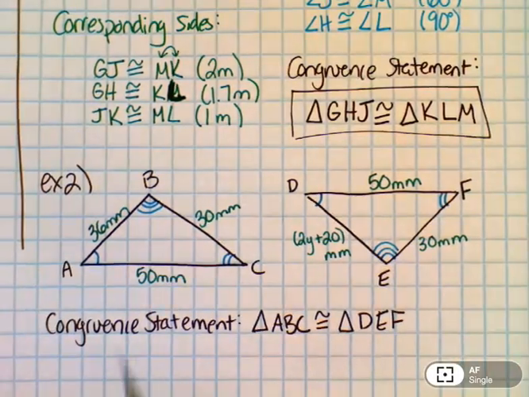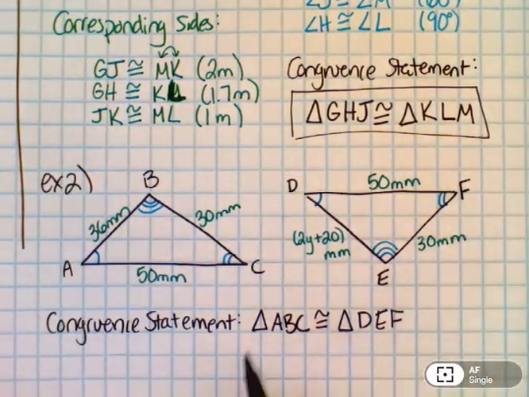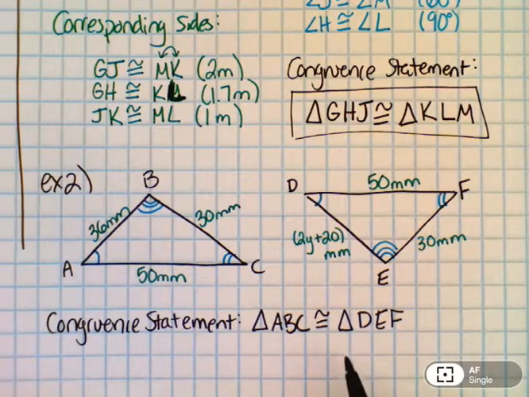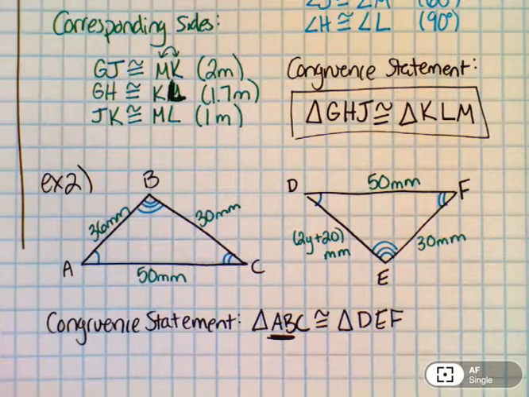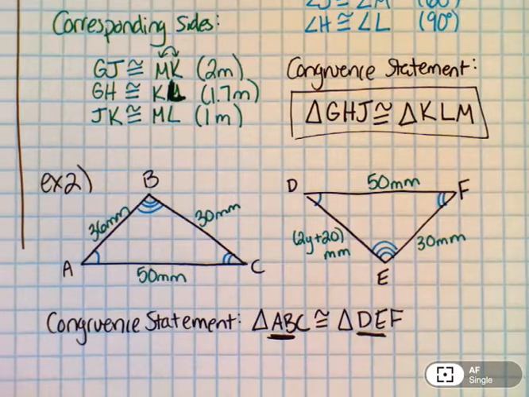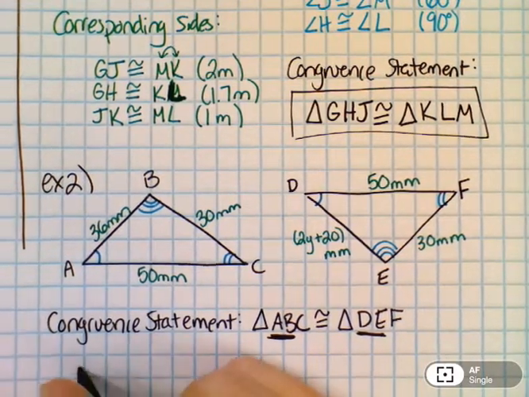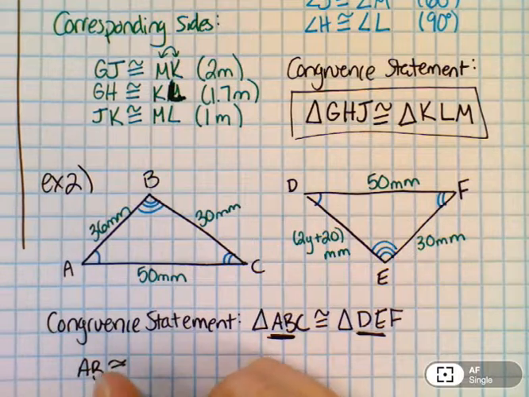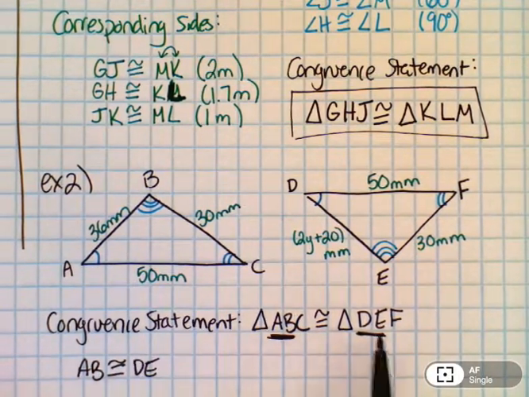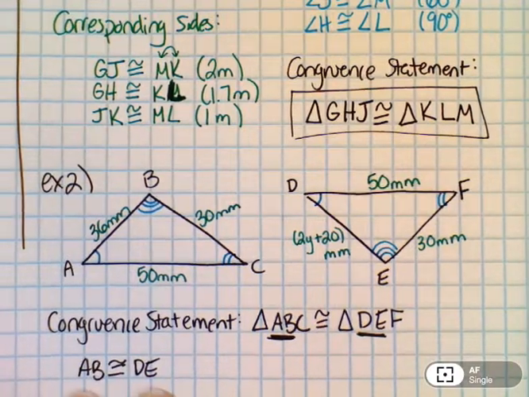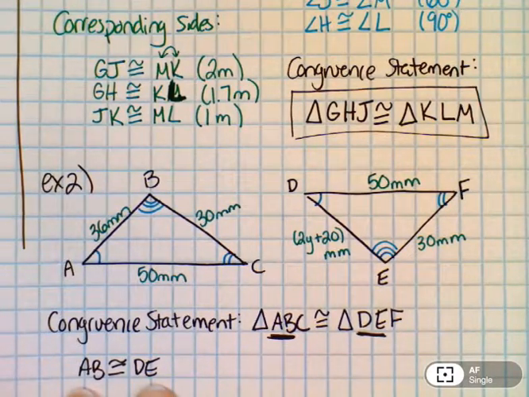And I can see that a few different ways. AB is 36 millimeters, and because we were careful about how we wrote that, AB, that's the first two letters in my congruent statement here, so it has to correspond with the two letters here. AB must be congruent to DE because they're the first two letters here and the first two letters here. And if that's true, then those sides must be equal.